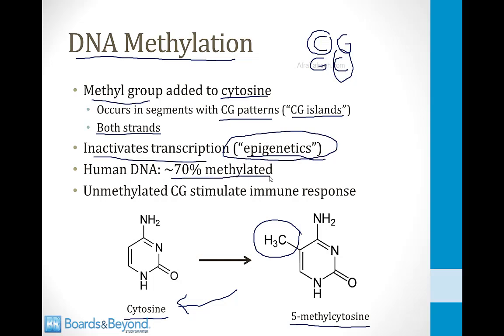And the important thing about this to know is that if the body finds lots of unmethylated CG strands floating around, that can stimulate an immune response because the innate immune system will think that all this unmethylated DNA is probably coming from bacteria, and this can trigger an inflammatory reaction.